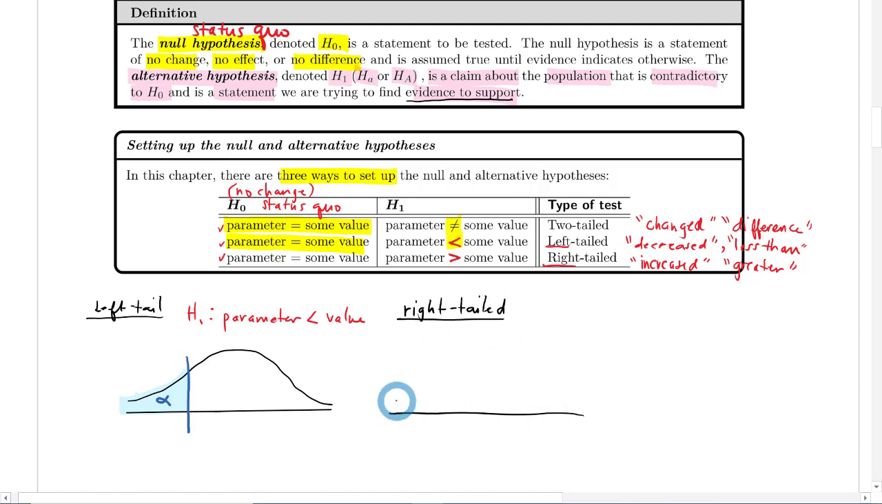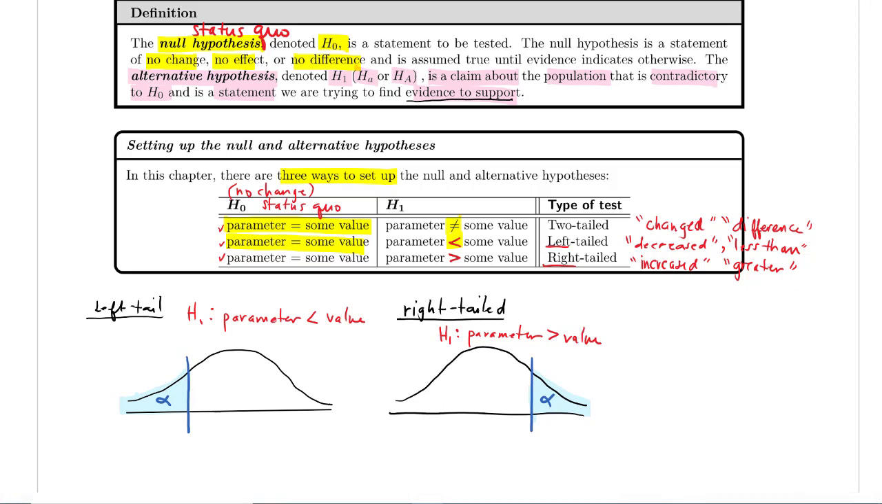And if I drew the curve, that's exactly what you may think, right? All the area is in the right tail. So you can see this alpha is now popping up a lot. And once again, that means the alternative says that some parameter is greater than some value, and that's usually given to us.